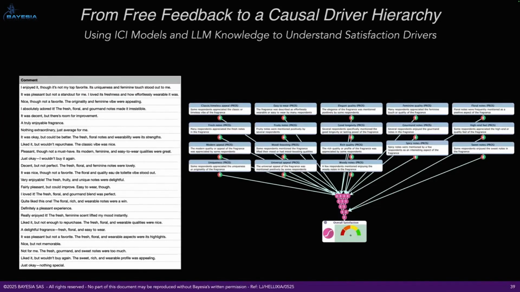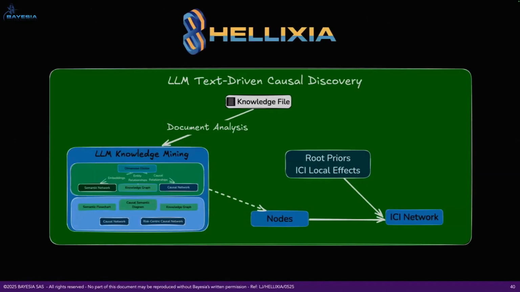So let's go to the final one. So this is when we also want to use these comments for creating a causal graph that's going to be used for ranking the drivers. So we're going to really mimic what we do when we do a brainstorming session with human experts. Instead of having human experts here, we have these independent feedbacks, and we are going to use Hellixia with this feedback to create an ICI network. So a network where we are assuming that all the drivers have an independent effect, right?